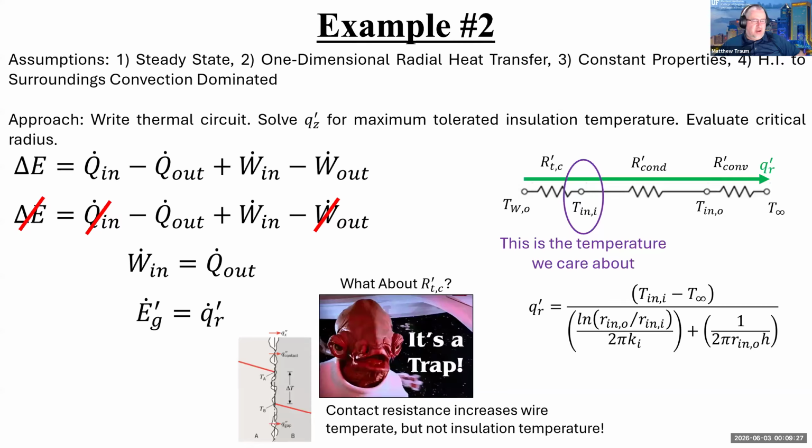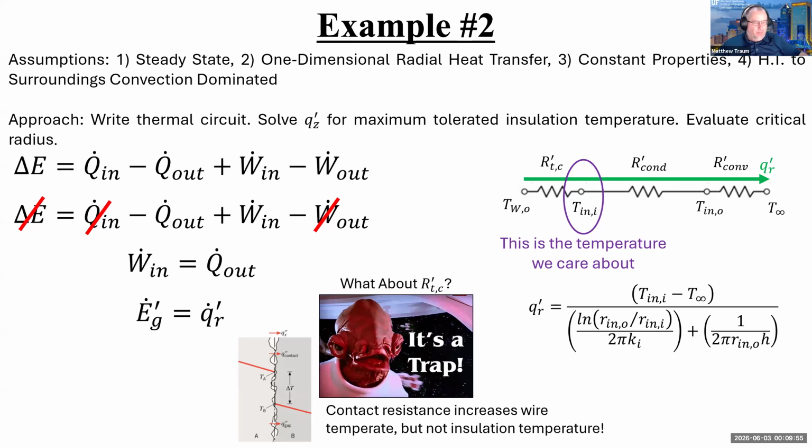So my approach is going to be to write the thermal circuit, which I already talked through. So write the thermal circuit, solve for the heat transfer. This should say Q prime sub r. Whoops. Okay, I'll change that. Q prime sub r for the maximum tolerated insulation temperature. And then we'll evaluate the critical radius because we're asked to do that. And I still haven't explained what critical radius is. I'm not going to in great detail, but at least see how it's done.